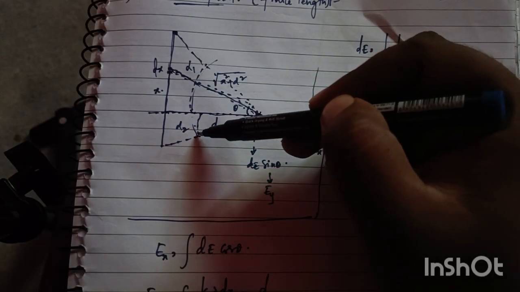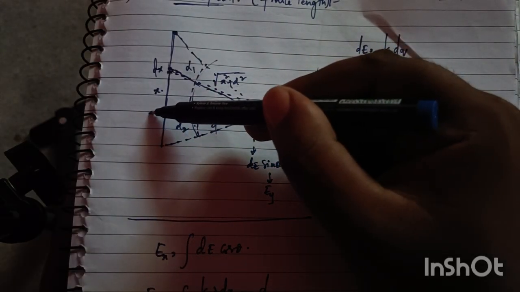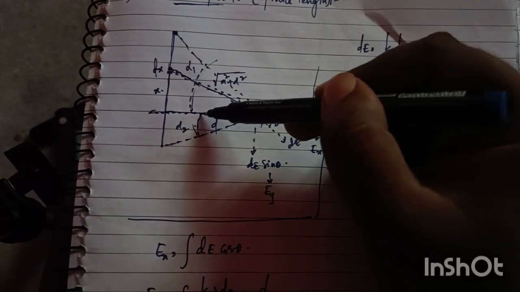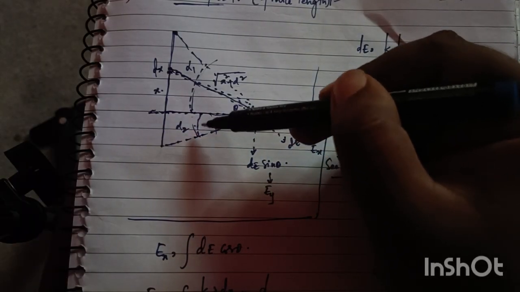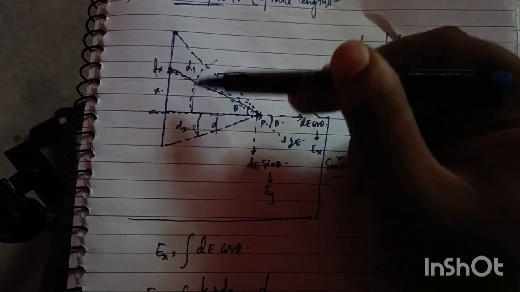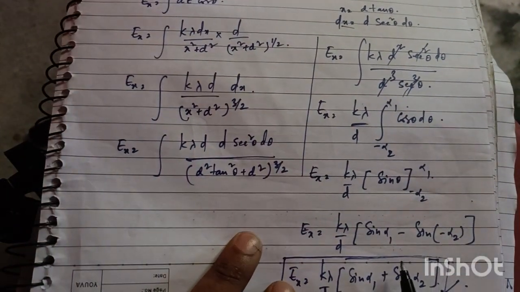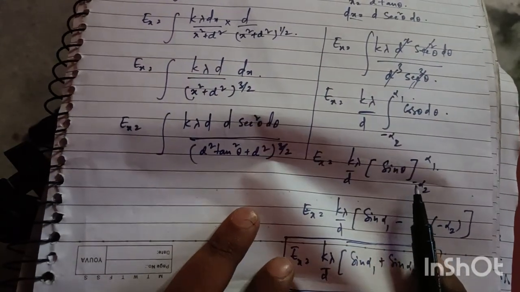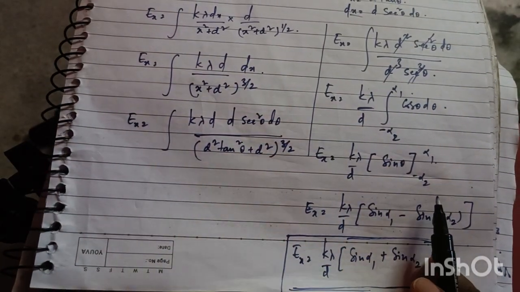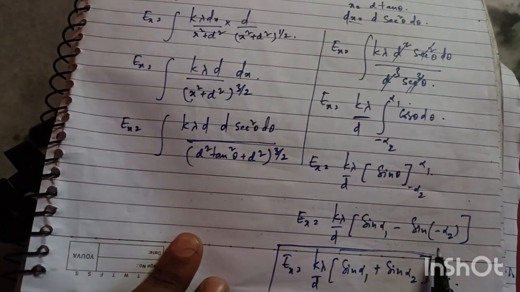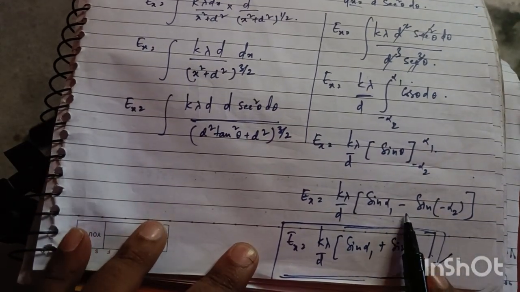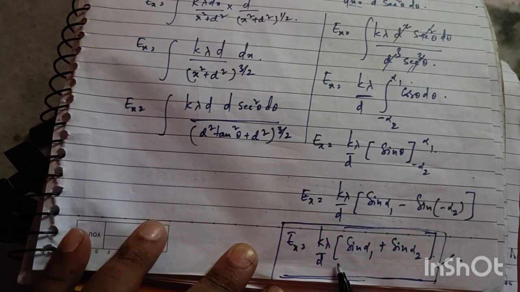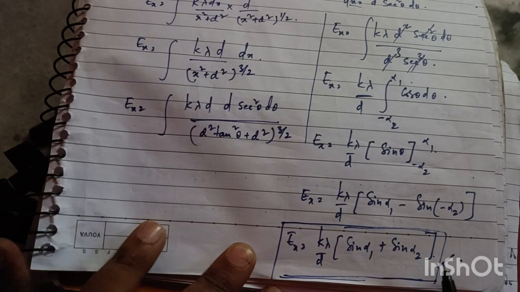So this is alpha 1, this is alpha 2. Taking this as reference, since I'm going downwards, I took it as minus alpha. Since I'm traversing upwards, I took it as plus. So that would be minus alpha 2 to plus alpha 1. So k lambda by d, if I substitute this, upper minus lower, and sine of minus theta is minus sine theta, which gives us minus minus plus. So k lambda by d, sine alpha 1 plus sine alpha 2.